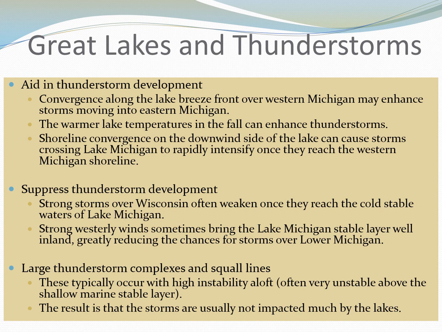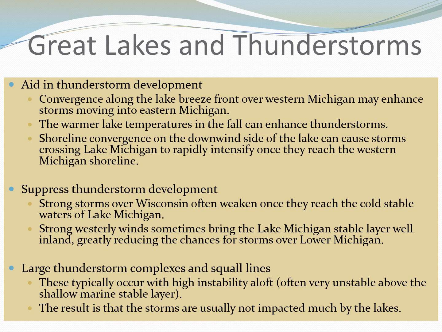Now there are cases where the Great Lakes suppress thunderstorm development. Strong storms over Wisconsin often weaken once they reach the cold, stable waters of Lake Michigan. In some instances, strong westerly winds bring the Lake Michigan stable layer well inland, greatly reducing the chances for storms over eastern lower Michigan.